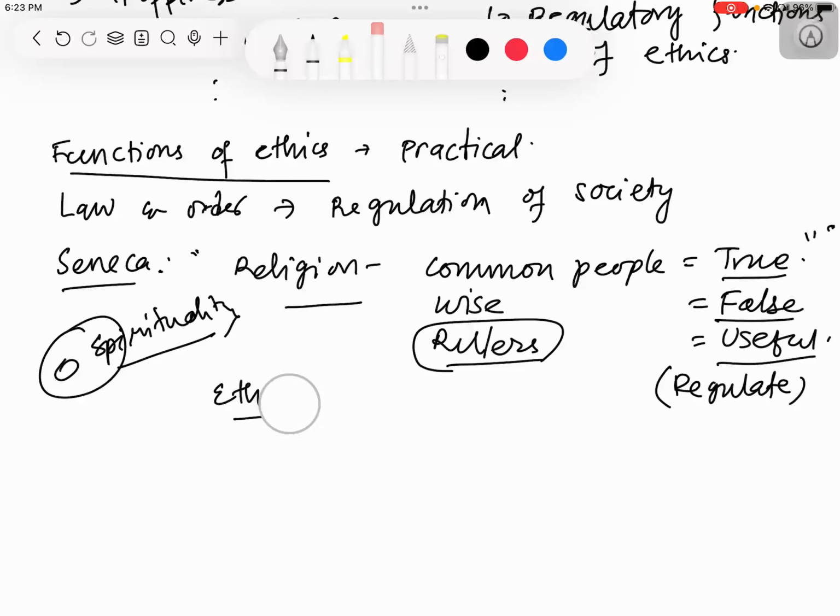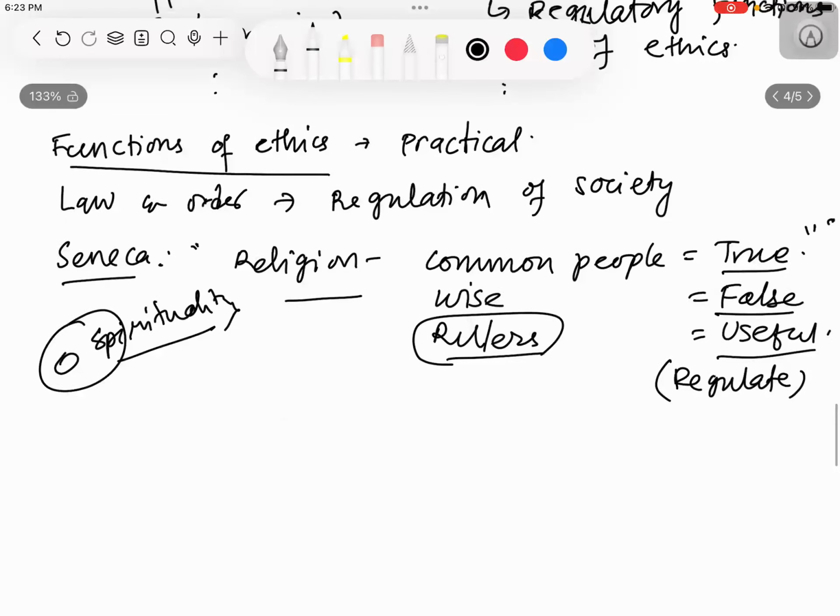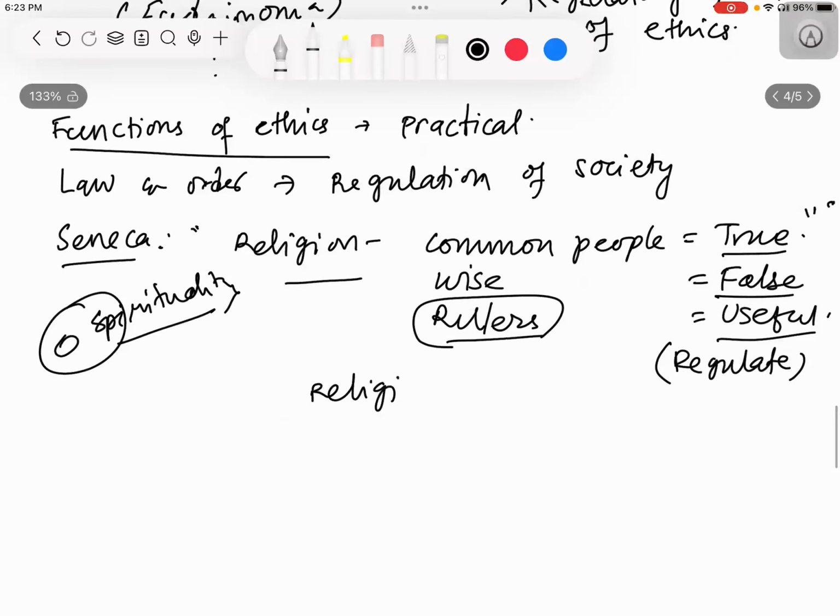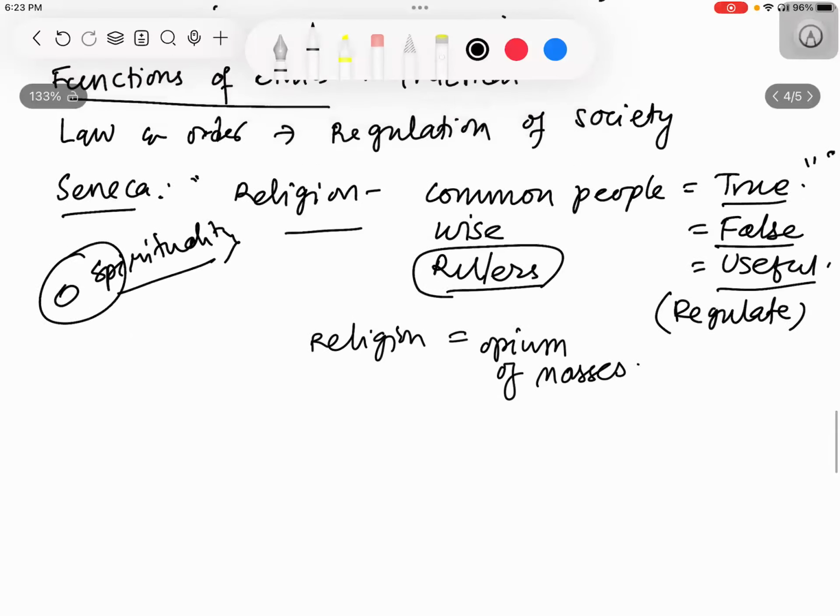Similarly, you can quote, I think Karl Marx had said this. Karl Marx said that religion is the opium of the masses, right? Yes sir, Karl Marx said it.